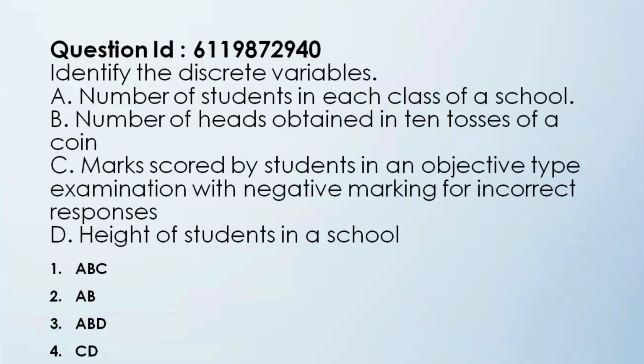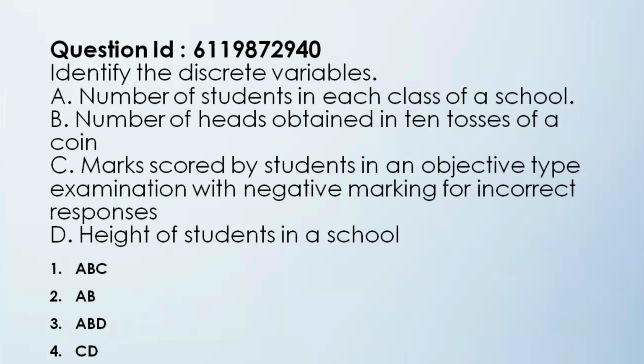Moving on to the next question. This question asks us to identify the discrete variables. Statement A is number of students in each class of a school. B, number of heads obtained in 10 tosses of a coin. Statement C, marks scored by students in an objective type examination with negative marking for incorrect responses. And the last statement is height of students in a school. The four options are A, B, C; A, B; A, B, D; and C, D.